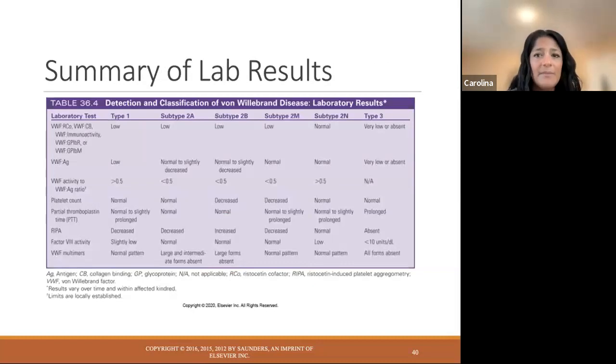So anyway, that's just a way of determining the von Willebrand factor multimers. And this is a summary of the lab results that can be done and what it would look like with all the different subtypes of von Willebrand's disease. And then there's the von Willebrand factor activity to antigen ratio and what that looks like, and how different that is from the qualitative and the quantitative disorders.